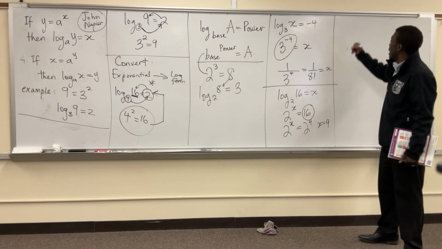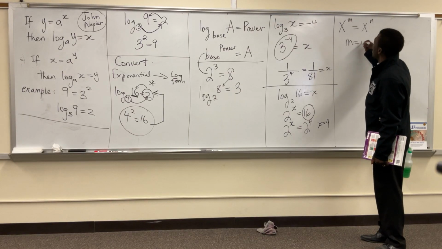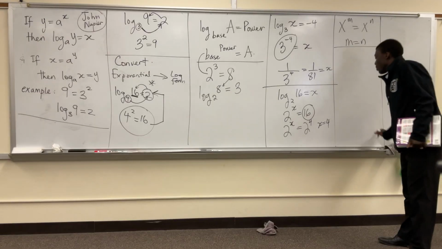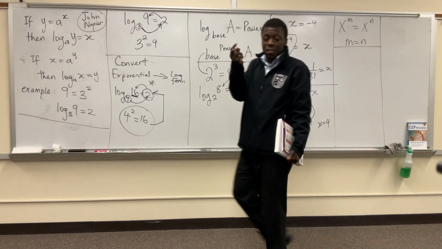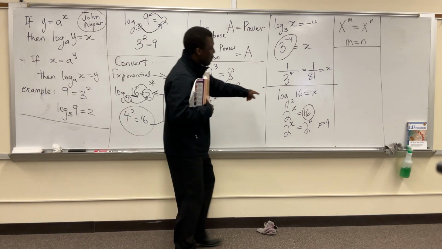And that's a rule, right? x to the m is equal to x to the n means that m is equal to n in this general situation that we're looking at. If the bases are the same, the powers have to be the same. So that's what happened over here.